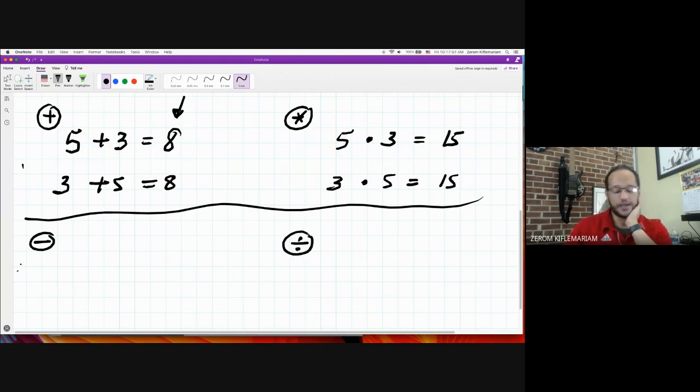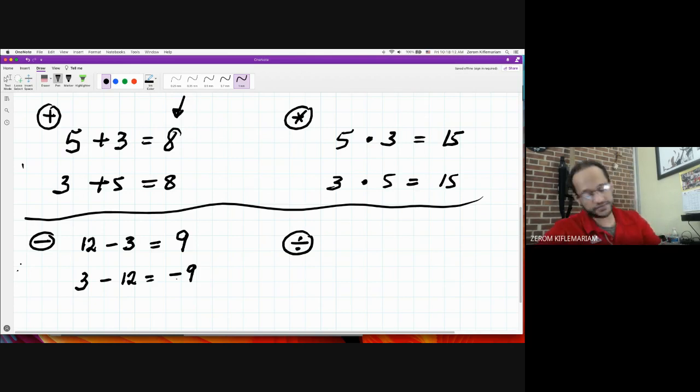Subtraction: 12 take away 3 is 9. 3 take away 12, completely opposite, is -9. Actually, it is not even close. Usually students and everybody try to plead their case: I only forgot the negative. Oh, I made a mistake and I put the negative.